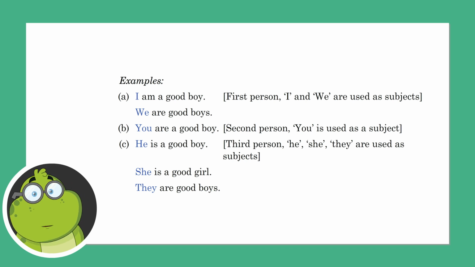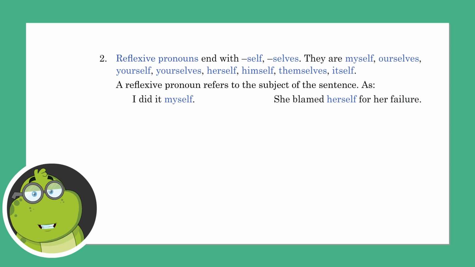He is a good boy. Third person, he, she, they are used as subjects. She is a good girl. They are good boys. Reflexive pronouns end with self, selves. They are myself, ourselves, yourself, yourselves, herself, himself, themselves, itself. A reflexive pronoun refers to the subject of the sentence, as I did it myself. She blamed herself for her failure.